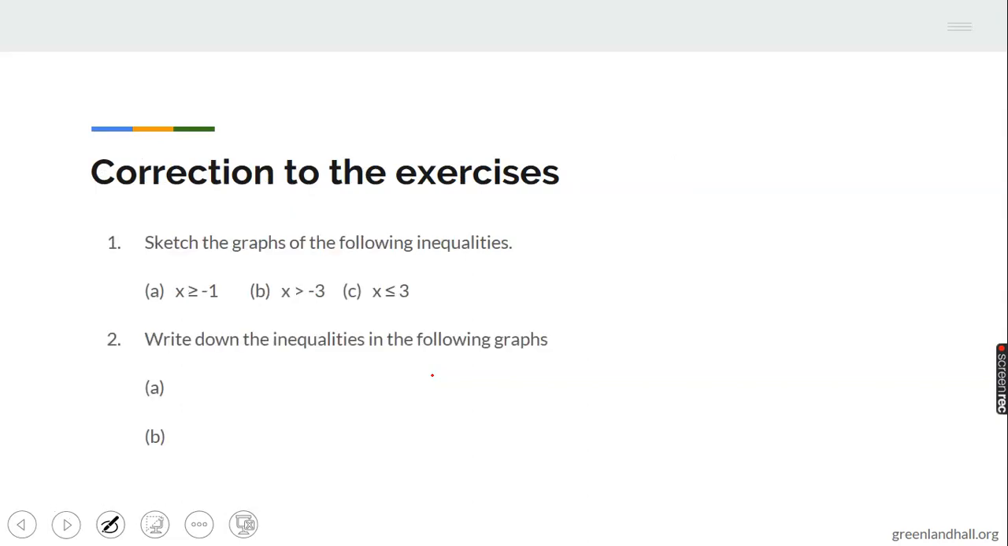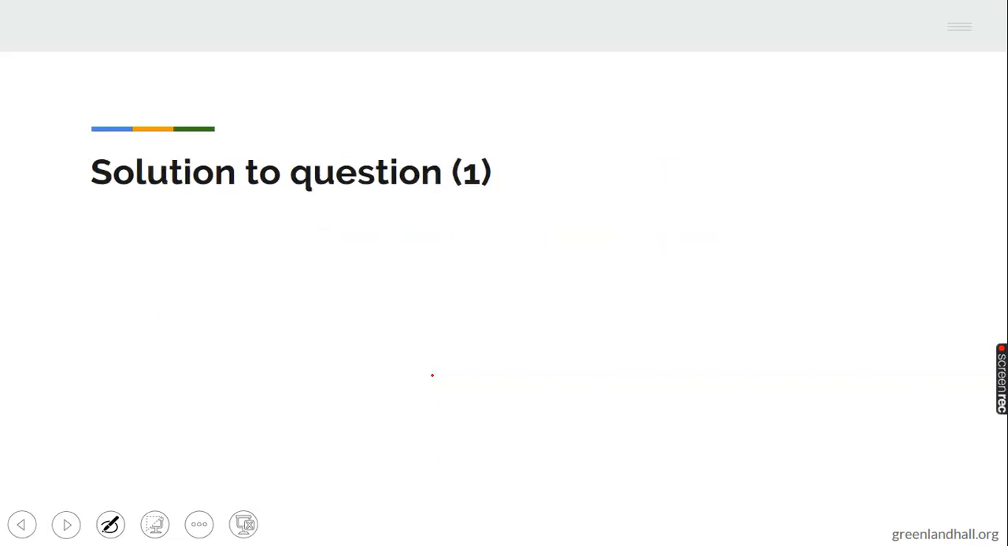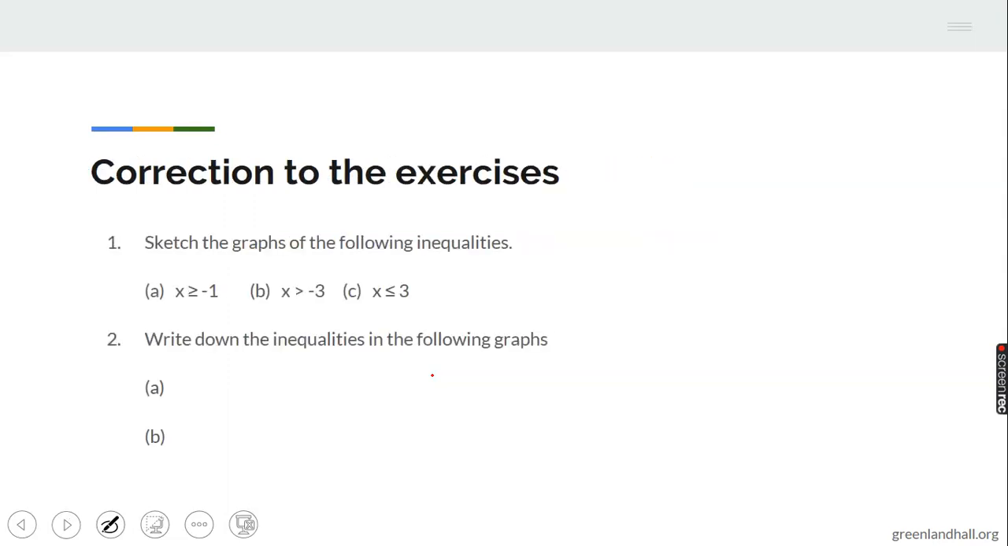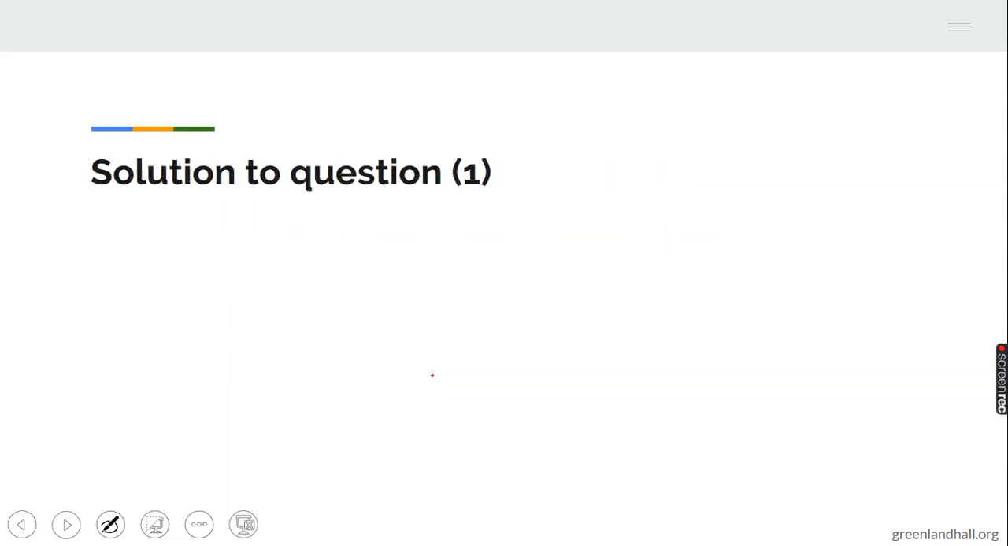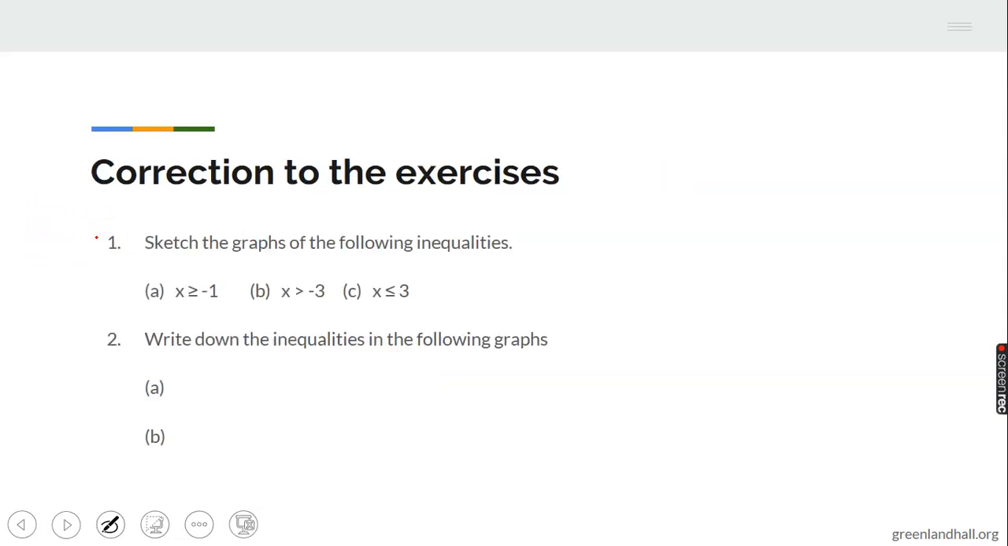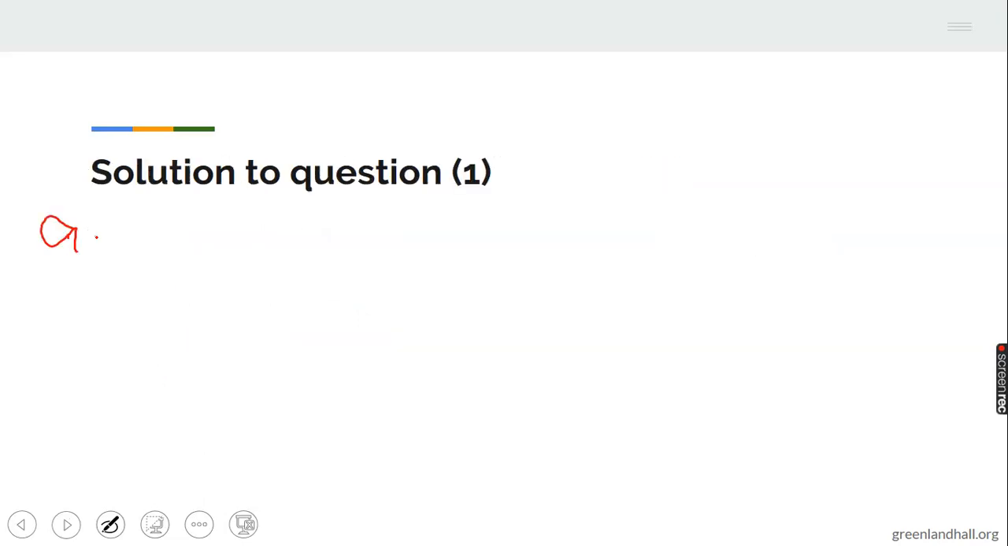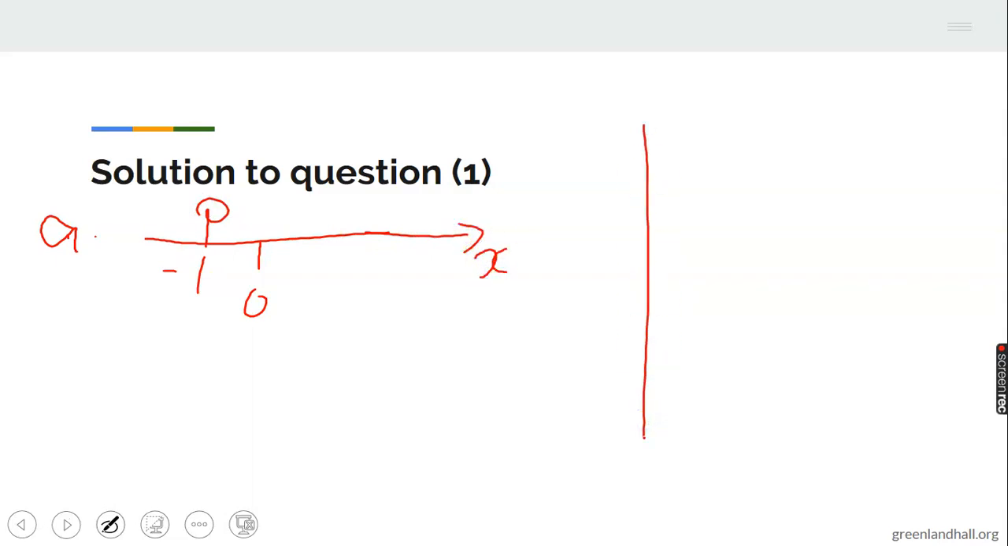Do I need to do that for you again? No. Okay, but for those that do not, let me just sketch it out. The first is question A. We are to sketch the graph of x greater than or equal to minus 1. We have 0. We have minus 1. And x is greater than or equal to minus 1, since it's equal, is what we have.